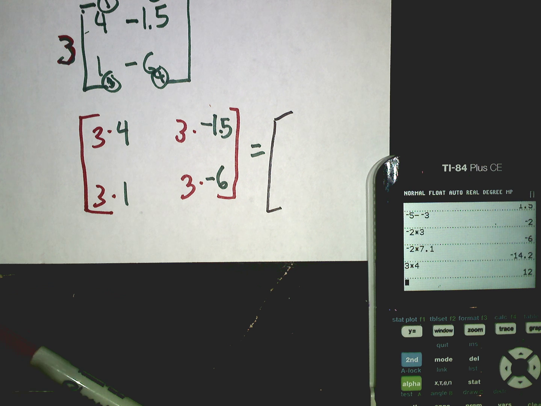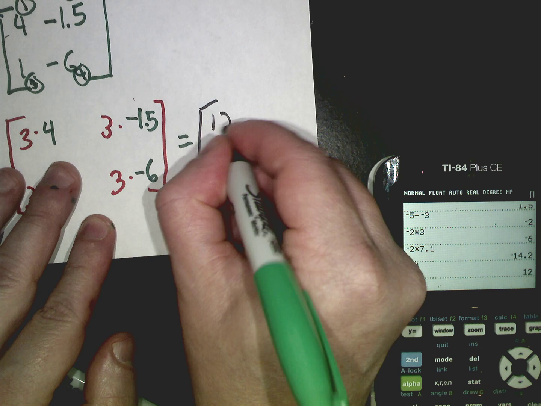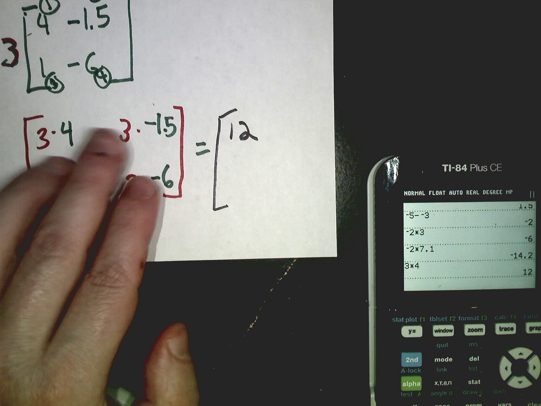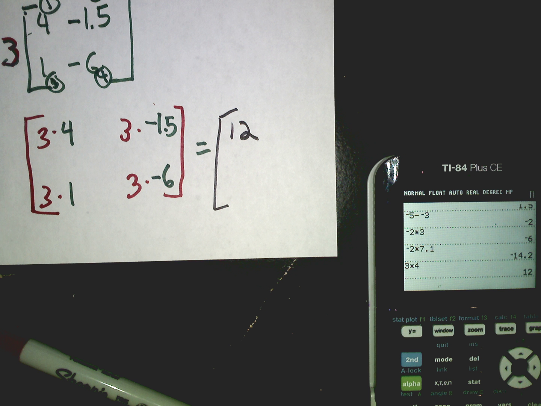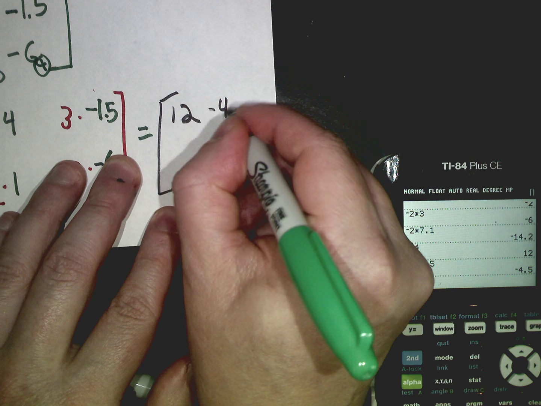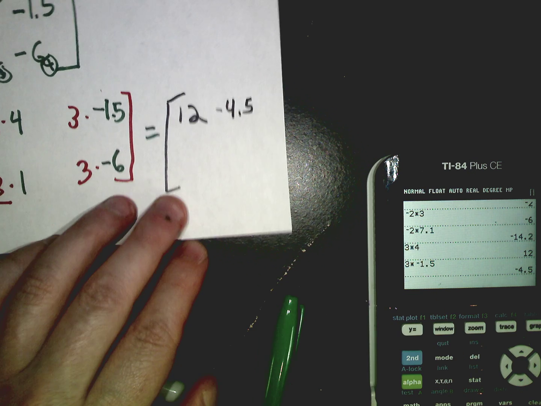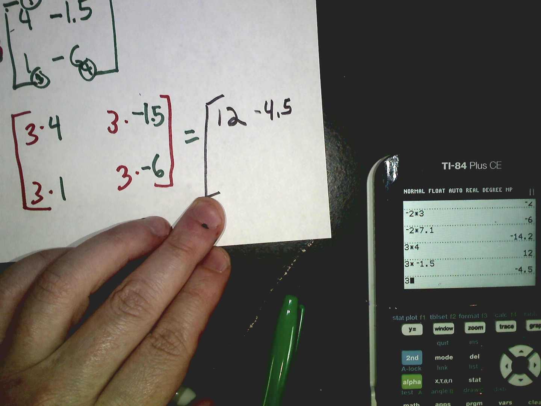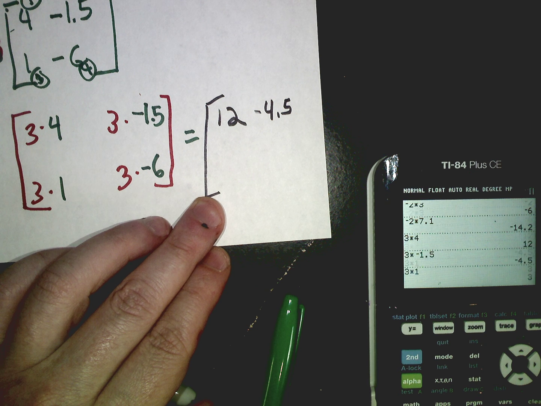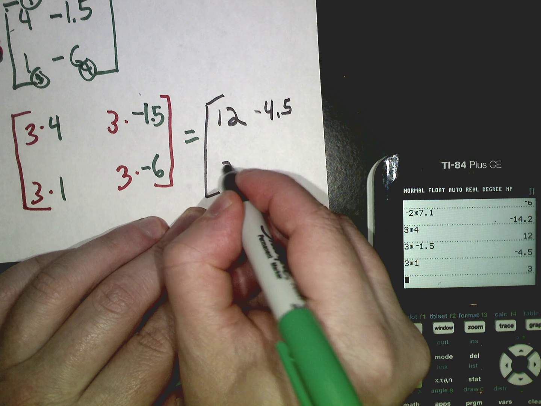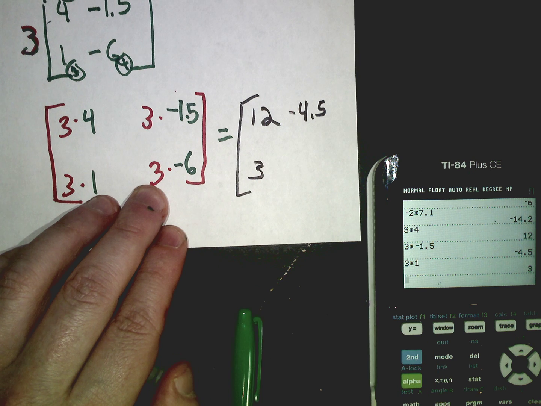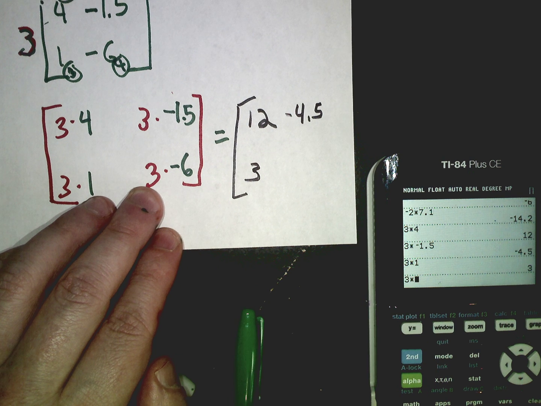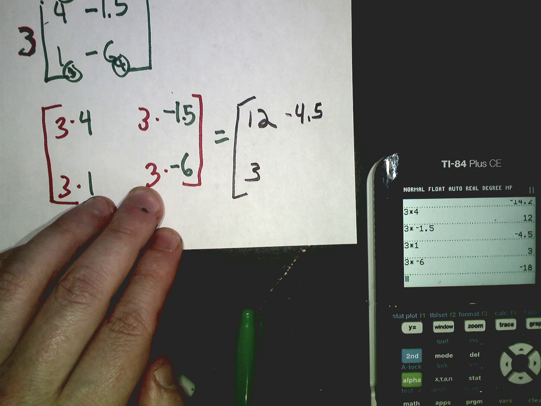3 times 4 is 12. Let's do position 2. 3 times negative 1.5 is negative 4.5. Position 3 is 3 times 1, which is 3. And position 4 is 3 times negative 6, negative 18.